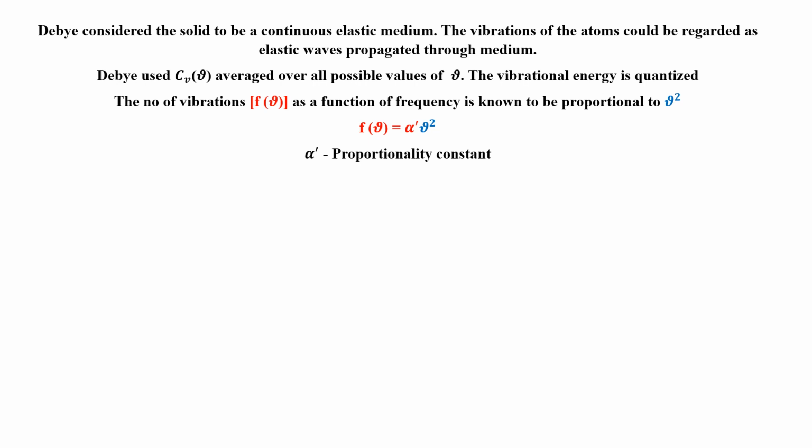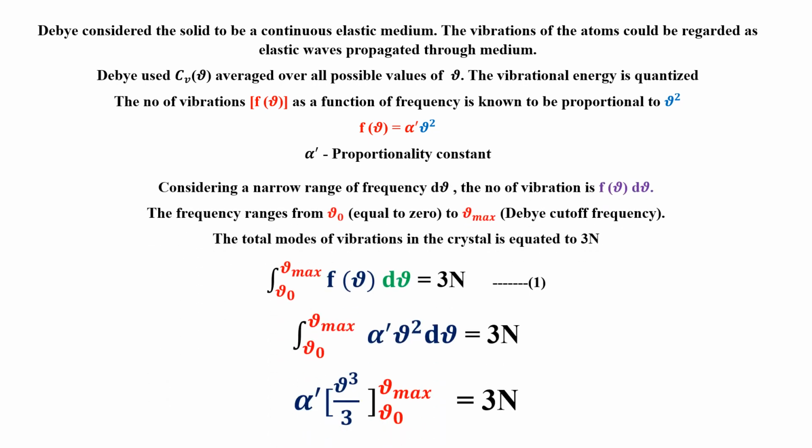So the number of vibrations, that is f of nu, is known to be proportional to the square of the frequency produced by the elastic medium. Here it can be equated using a proportionality constant alpha star. So there is a wide range of frequency. We are choosing a narrow range of frequency d nu. So the number of vibrations will be given as f of nu d nu. So the number of vibrations can be found using the term f of nu d nu.